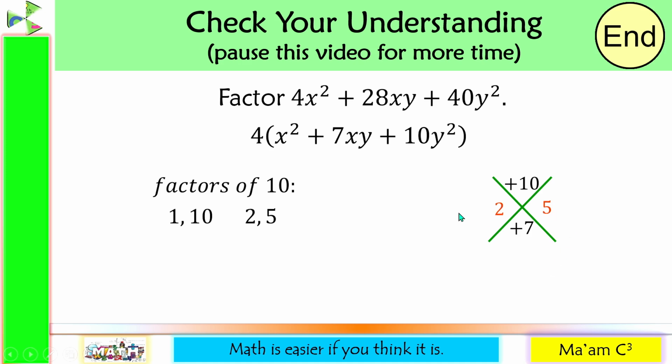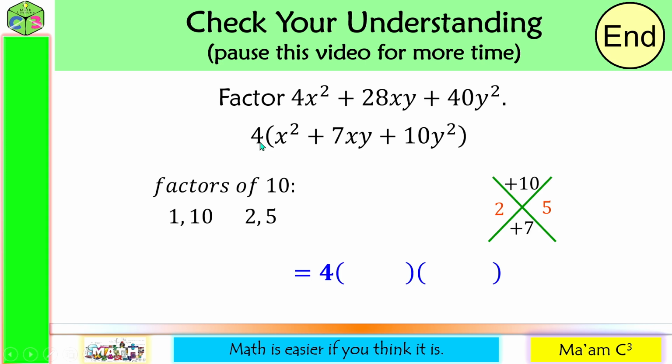Now, for the sign of the factors, since the top number is positive, then they should have the same signs. And what would it be? Is it both positive or both negative? Look at the sign of the bottom number. Since this is positive, then they should be both positive. Let us now write the factors.